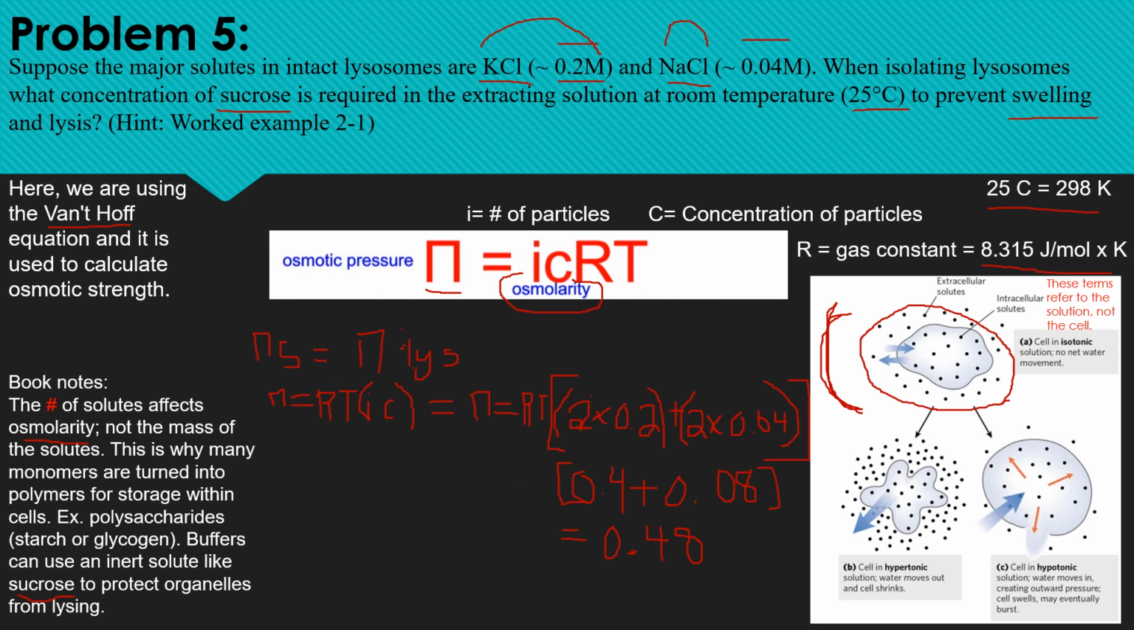And what's cool here is that the R and the T cancel out from the sucrose and the lysosome. So really, you just get 0.48 is equal to 0.48. And remember that they have to be equal because the lysosome has to be in an isotonic solution. They gave us that clue when they told us that they want to prevent swelling and lysis. So it was a complicated problem, and you had to know a lot of biology to know or guess that this is what you had to do. But the math is really simple.